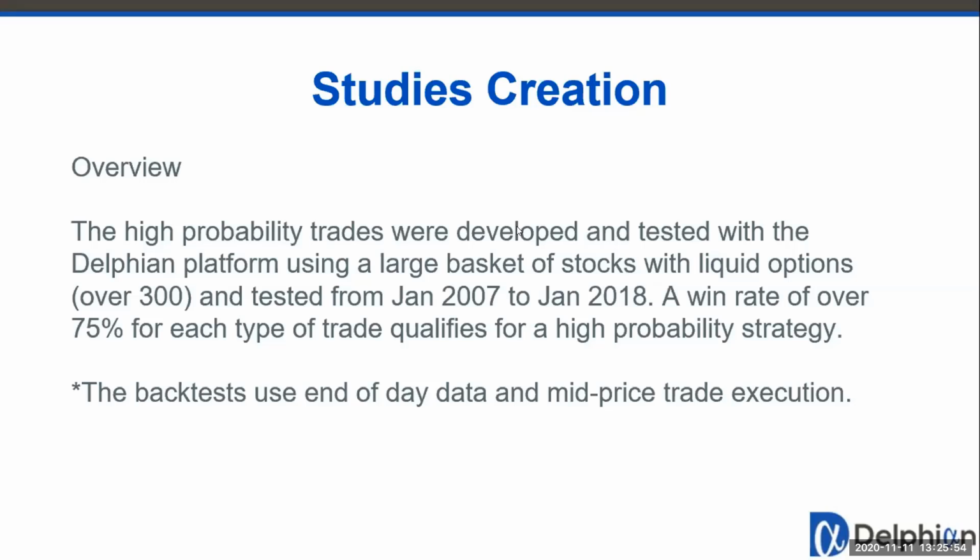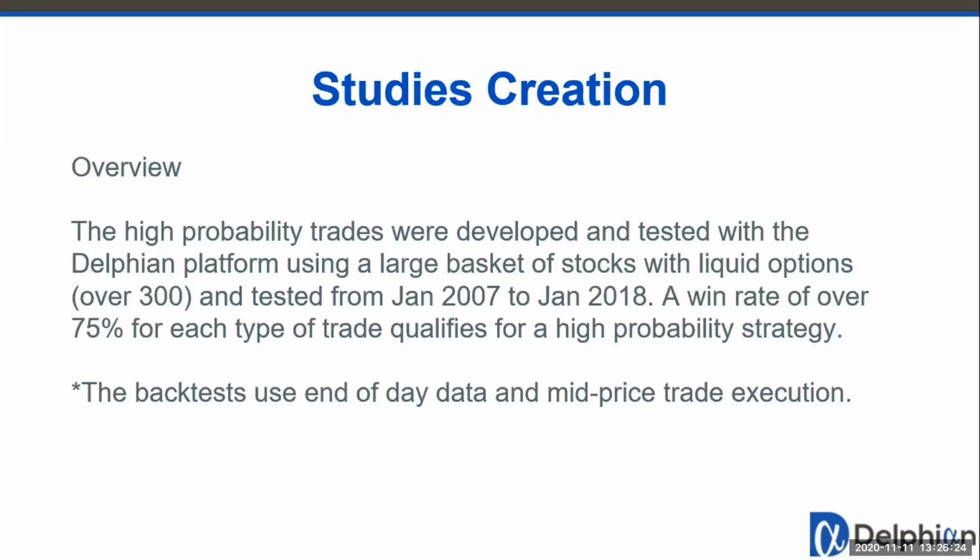So how we did this, we took a basket of stocks, and that initial list was 300, and we tested all these strategies from 2007 to 2018. It had to have a particular win rate, based off of the trade setup that we had. So long call, bull call, and a bull put. And we'll show you all those. And we'll also show you the liquid options.